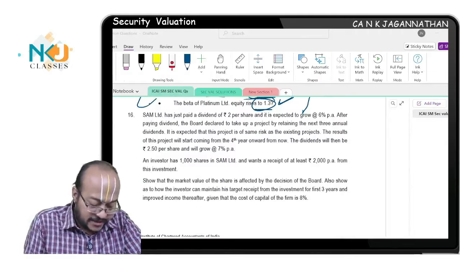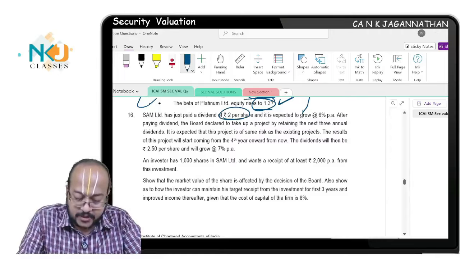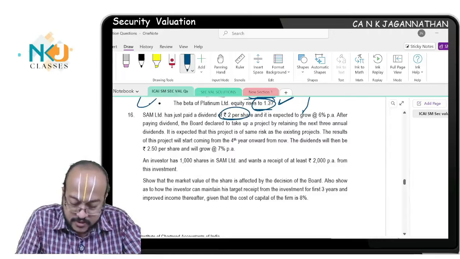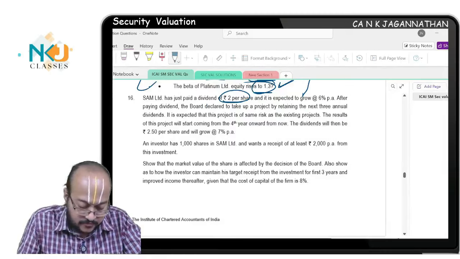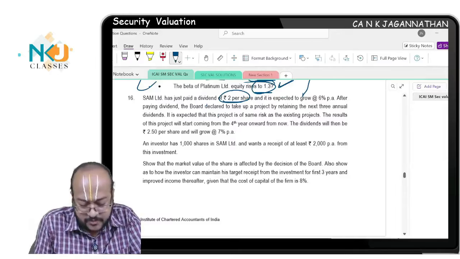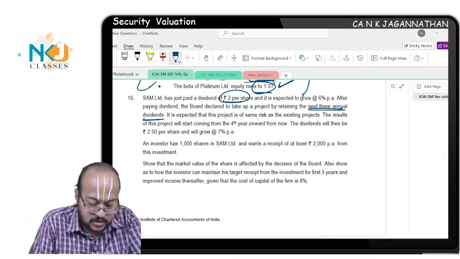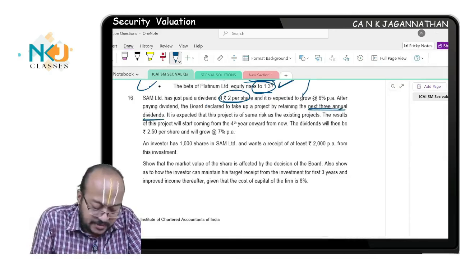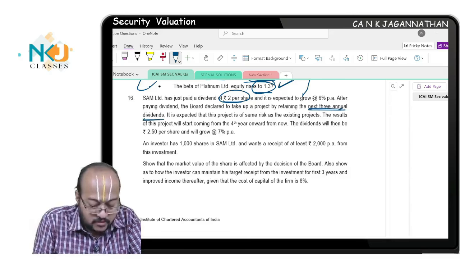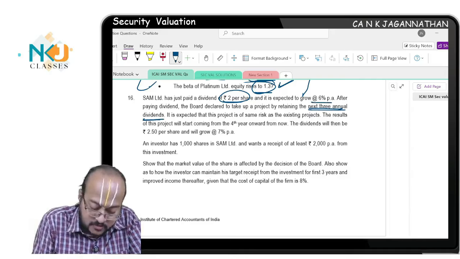Sam Limited has just paid a dividend of 2 per share and it is expected to grow at 6% per annum. After paying dividend, the board declared to take up a project by retaining the next 3 annual dividends. This is D0, the present dividend it pays, just paid a dividend of 2. This is D0 and expected to grow at 6% per annum.